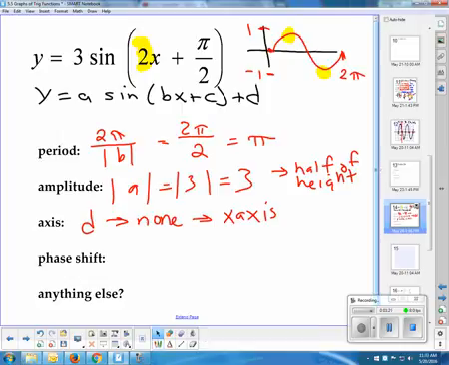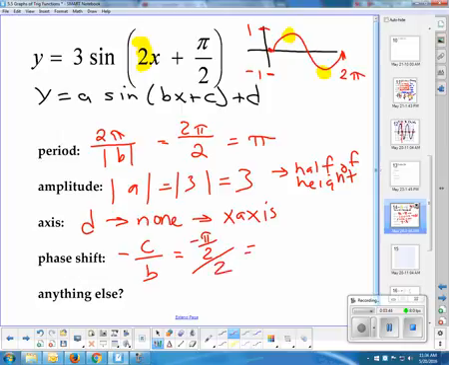Phase shift, our horizontal translation, left or right. Our phase shift is going to be defined as -c over b. Nope, that's a b. Oh man, having trouble with my d's and b's here. A b. So this would be -pi over 2 divided by 2. I'm probably going to need to rewrite that as -pi over 2 times a half. Dividing by 2 is the same as multiplying by a half. And that gives me a phase shift of -pi over 4.